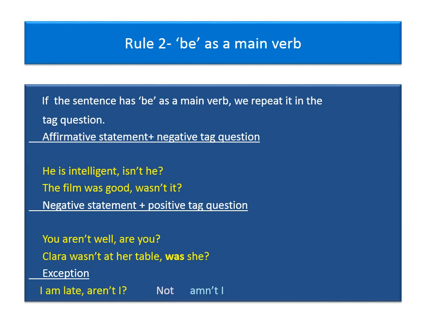There is an exception. I am late. What will the tag be? Amn't I? Oh no, it will never be amn't I. It will be aren't I? This is very crucial. Please keep it in mind.